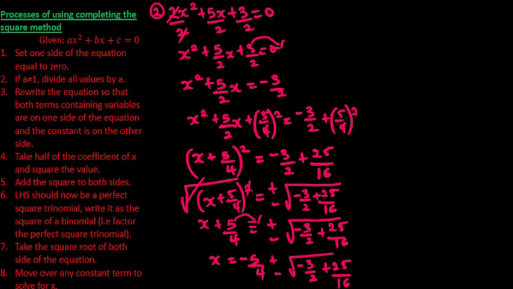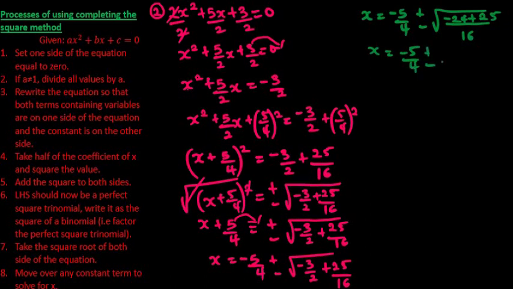Now we express continuously to get the value of x. x equal to minus 5 over 4 plus or minus root. The LCM of 2 and 16 gives us 16. 16 divided by 2 is 8. 8 times minus 3 is minus 24, plus 16 divided by 16 is 1 times 25 gives us 25. x is equal to minus 5 over 4 plus or minus root of minus 24 plus 25, which gives us 1, all over 16.